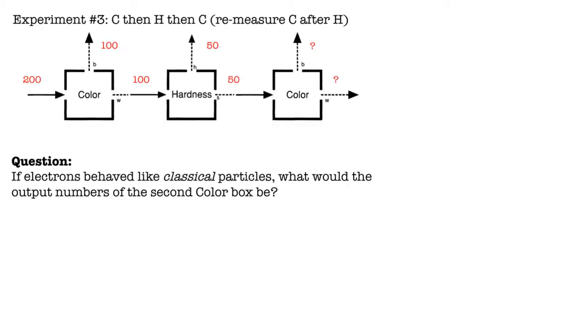Okay, friends, this is where the wheels start to come off the classical physics bus. Experiment 3, the granddaddy of them all. We're going to measure color twice, but with hardness in between. The setup is we're going to send 200 electrons into the color box, and we get half coming out the blue port, half coming out the white port. So basically here we have a white electron gun, and we're going to shoot white electrons into a hardness box. By experiment 2, we know that 100 white electrons into a hardness box gives us 50 hard and 50 soft.